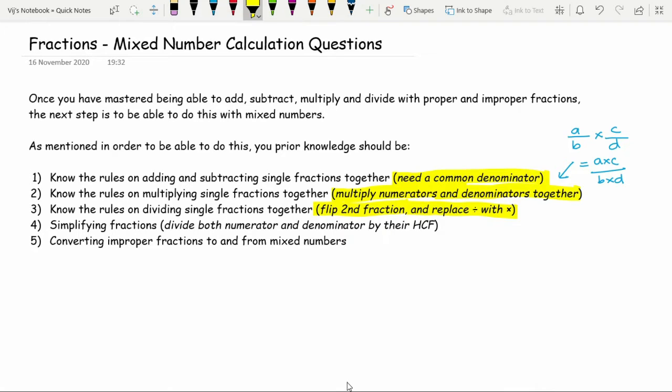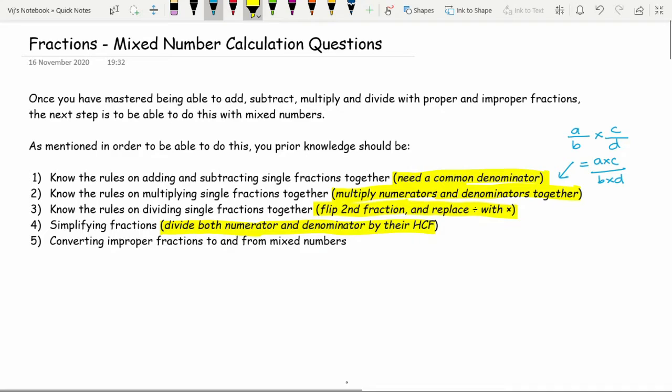The other thing you need to be able to do is simplify fractions. This is where we divide both the numerator and the denominator by their highest common factor. In other words, you need to divide both the numerator and the denominator by the same number until you can't do any more. Again, not all fractions can be simplified, and we definitely don't use decimals as numerators or denominators. And the last one is converting improper fractions to and from mixed numbers.